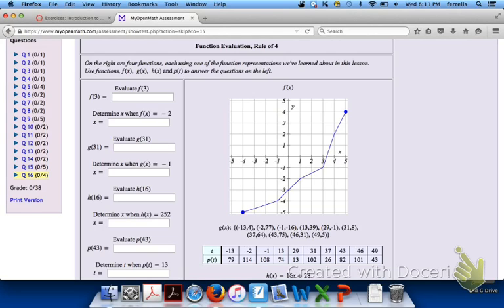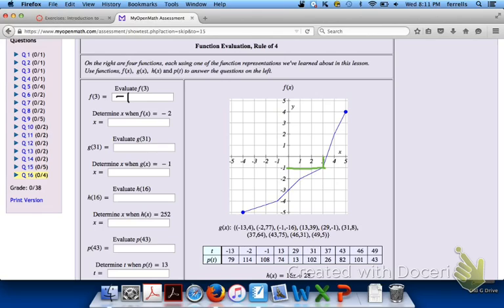Okay? So the very first one asks me to evaluate f of 3. So remember, f is my graph. So when it says f of 3, my x value of 3 is where we're going to start. Now, there's my x value of 3. I'm going to follow it down to the graph, and then I'm going to follow it over to my y-axis. So I find out that f of 3 is equal to negative 1.